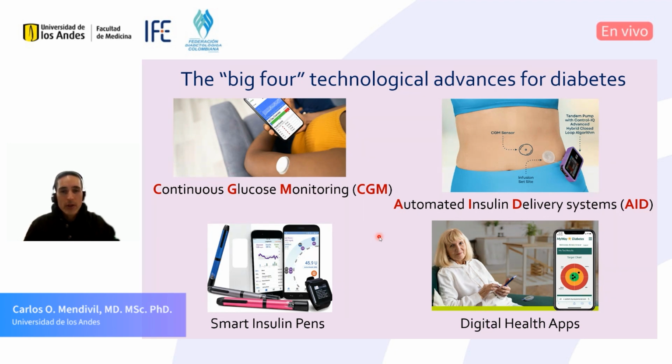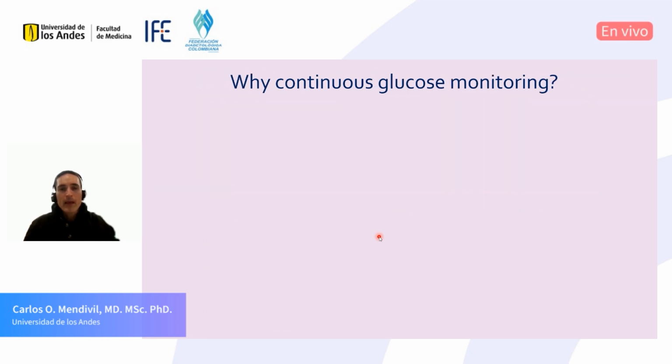So these are the four areas we're going to be discussing. Particularly, we're going to focus a little more on CGM. So the first question is, why CGM? Do we really need to be measuring glucose all the time? Does that provide any advantage?